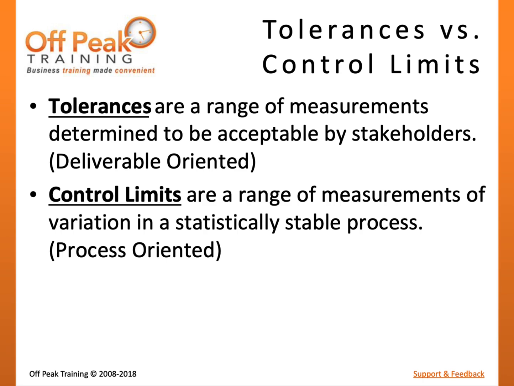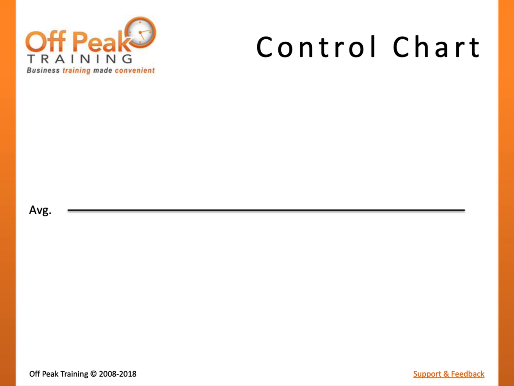Control limits are a way to measure the statistical stability of a process, meaning, does the process repeatedly produce consistent results? Control limits are more closely related to a process. Let's examine control limits by looking at a control chart to better understand the purpose of control limits. The control chart is one of the 7 basic quality tools. The purpose of a control chart is to measure the repeatability of a process.